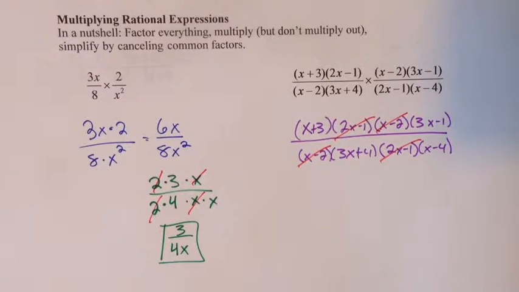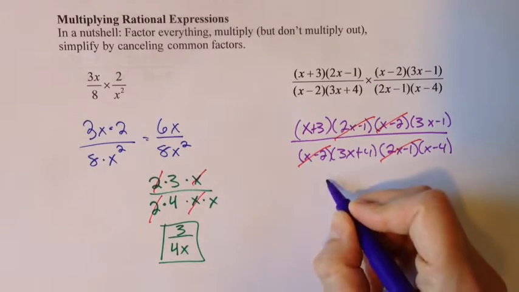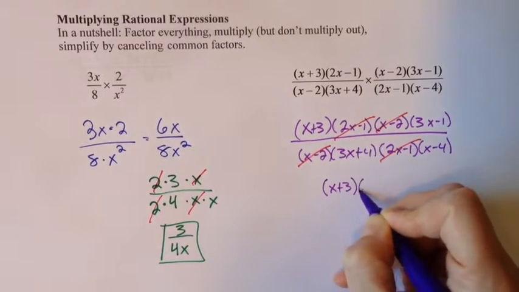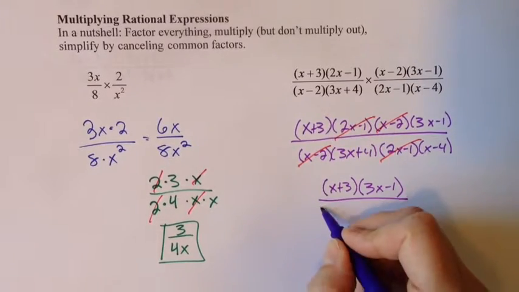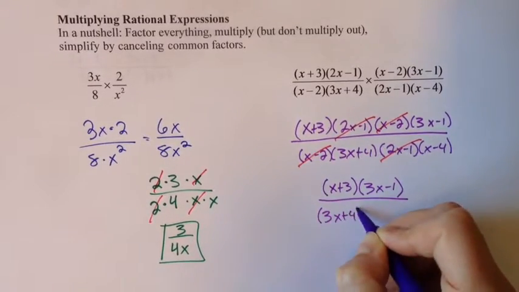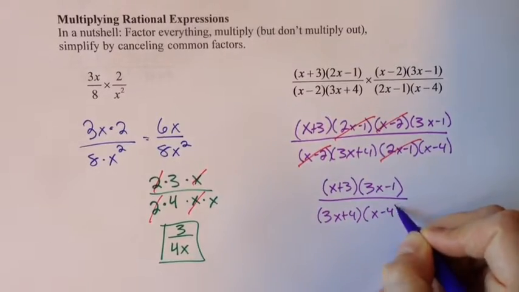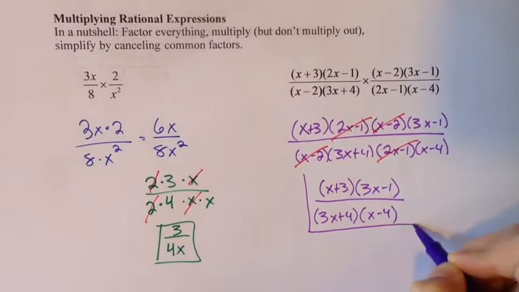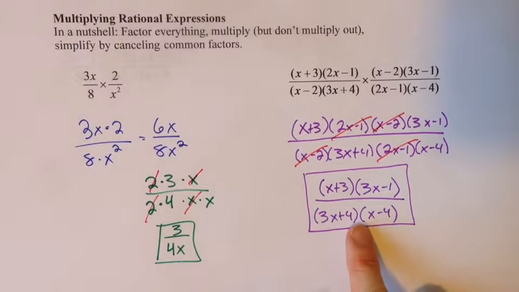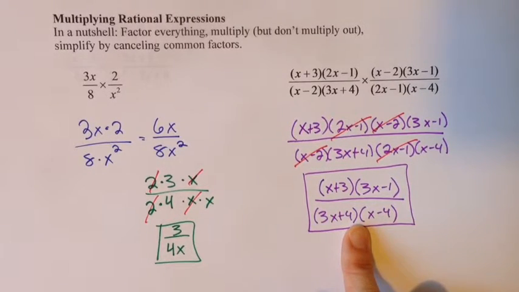I don't see anything else that's exactly the same, so I'll go ahead and write out my final answer as x plus 3 multiplied by 3x minus 1, that's what's left on the top, and 3x plus 4 multiplied by x minus 4 on the bottom. And I'm going to say one more time, you don't need to multiply this back out. You can leave your answer just like this. I'll be happy. The answers in the back of the book are written like this. Everybody's happy if you just leave it factored.